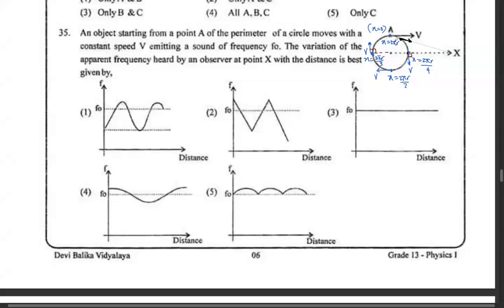At the beginning it will be higher, if not. What is the answer? At A it's going this way, so maximum will be reached. Then 0, in the sense f naught, will be heard at this point. F naught will be heard at this point also. 0 in the sense there is no Doppler effect.